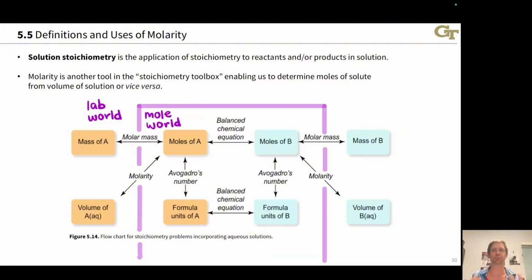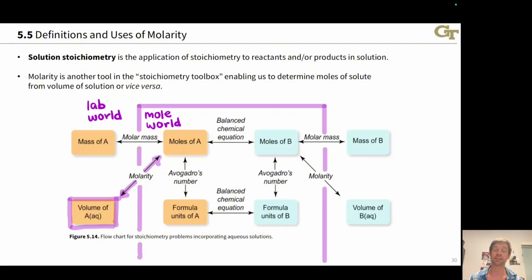This is how they engage with each other in chemical reactions, right? Chemical equations refer to counts of molecules, not masses in grams or volumes in milliliters or things like this. Now that we've talked about molarity, we can add a key tool to our stoichiometry toolbox that allows us to go from the volume of a solution of some solute, say A, the slide here calls it A, an aqueous solution, to the moles of A in that quantity of solution.